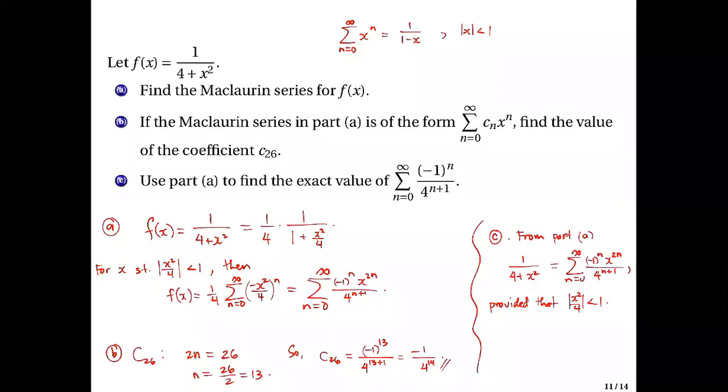So from here, we take x equals 1. Therefore, we have the sum of negative 1 to the n over 4 raised to n plus 1, which runs from 0 to plus infinity. This will be equal to 1 over 4 plus 1, which is equal to 1 over 5.